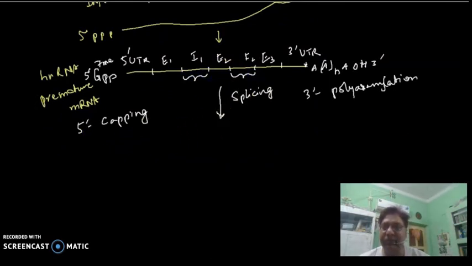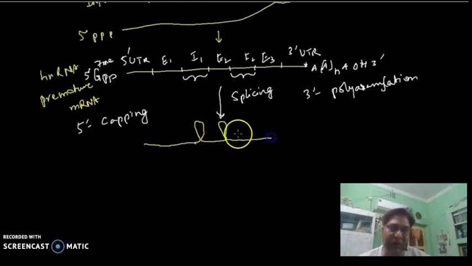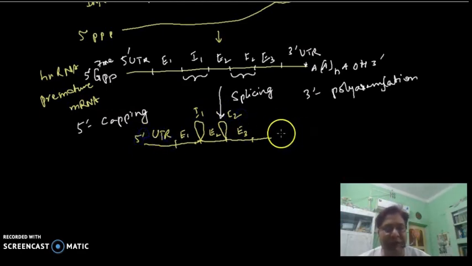So if this region is removed, the RNA will be like this. We'll cleave this part. These are the introns. There are methods of removing them; I'm just showing it like this. So these exons will come and join: exon 1, exon 2, exon 3. And these introns, intron 1 and intron 2, will be spliced out. These are UTRs, 5' UTR and 3' UTR.